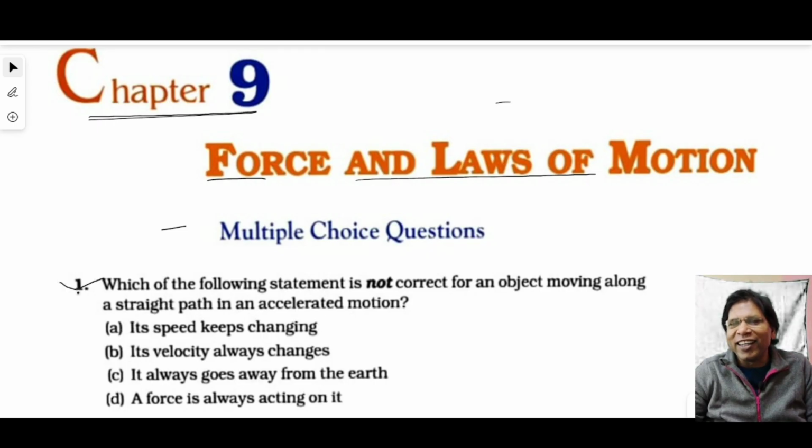Question number 1. Which of the following statements is not correct for an object moving along a straight path in an accelerated motion? Its speed keeps changing? No, it is false. Its velocity always changes? Okay. For accelerated motion, velocity always changes because acceleration is the rate of change of velocity with respect to time.